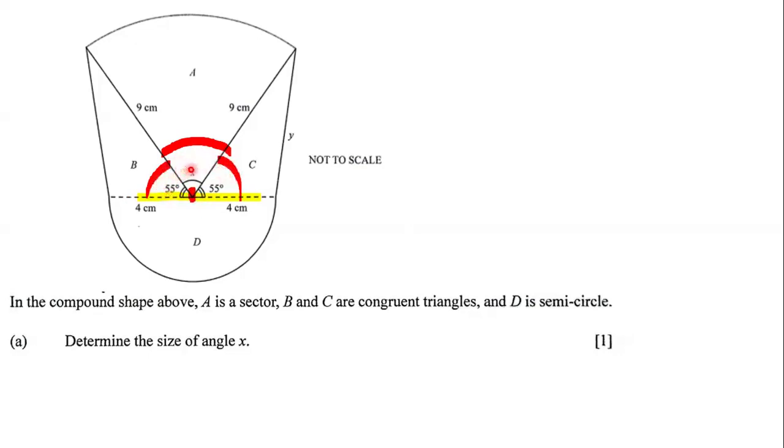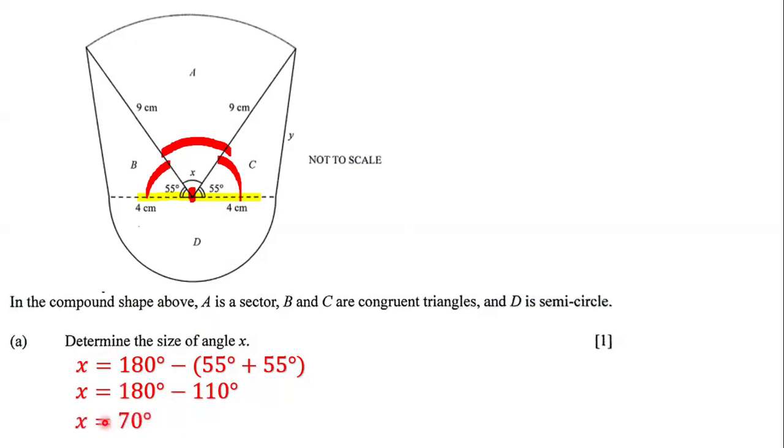That means that 55 plus X plus 55, these three angles, must add up to 180 degrees. So to figure out the measure of angle X, we have to add 55 and 55 and subtract that sum from 180 degrees. So X is equal to 180 degrees minus 55 plus 55, and 55 plus 55 is 110 degrees. 180 degrees minus 110 degrees is equal to 70 degrees. So X is equal to 70 degrees.